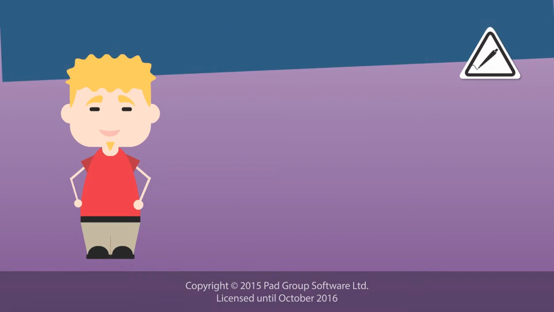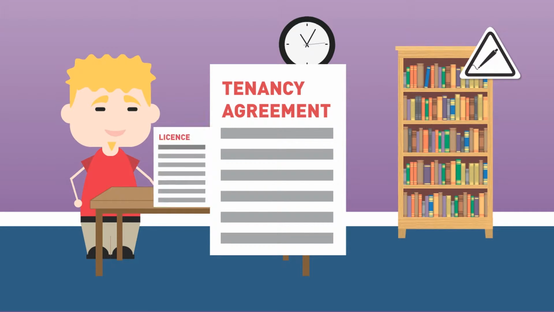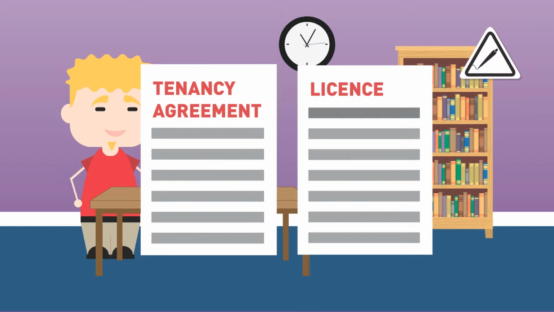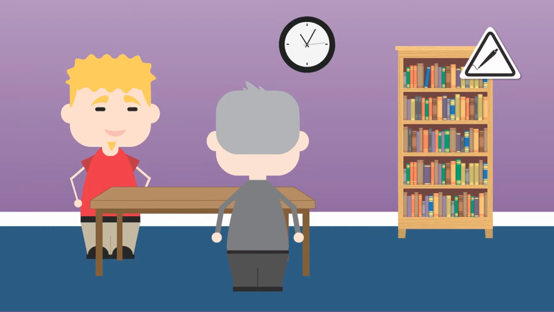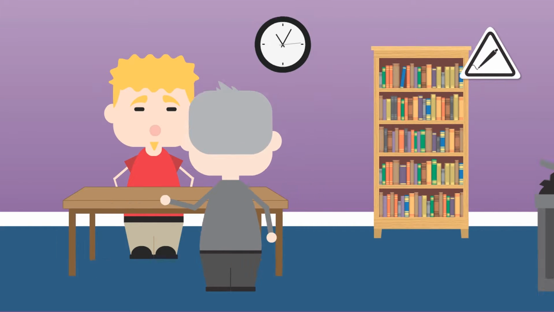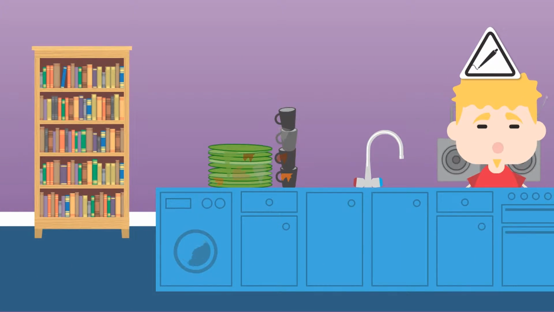When you rent a home, you have either a tenancy agreement or a license to live in the property. Both tenancies and licenses can be either verbal or written, but whatever your agreement is, you have certain legal rights as a tenant. Of course, tenants have certain responsibilities too, such as paying rent on time, keeping the property clean and tidy, and not causing a nuisance being the main ones.